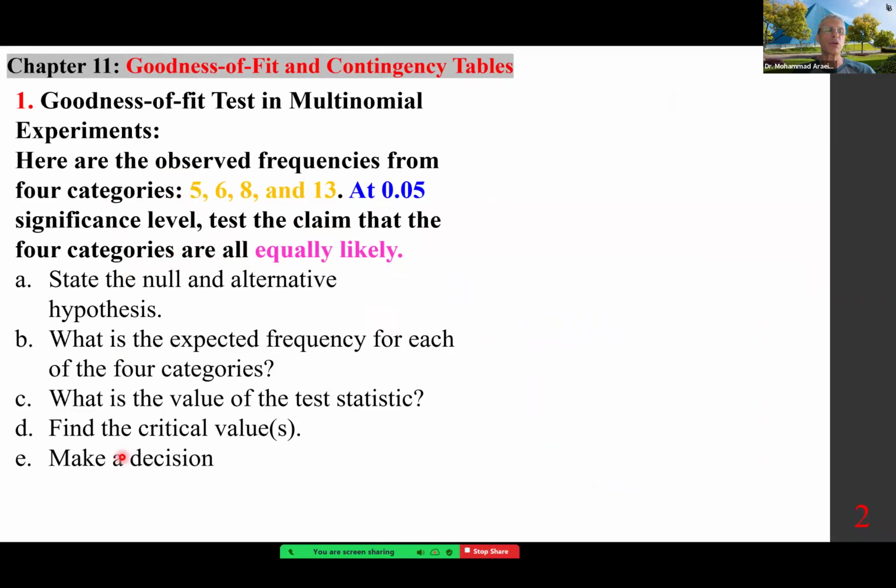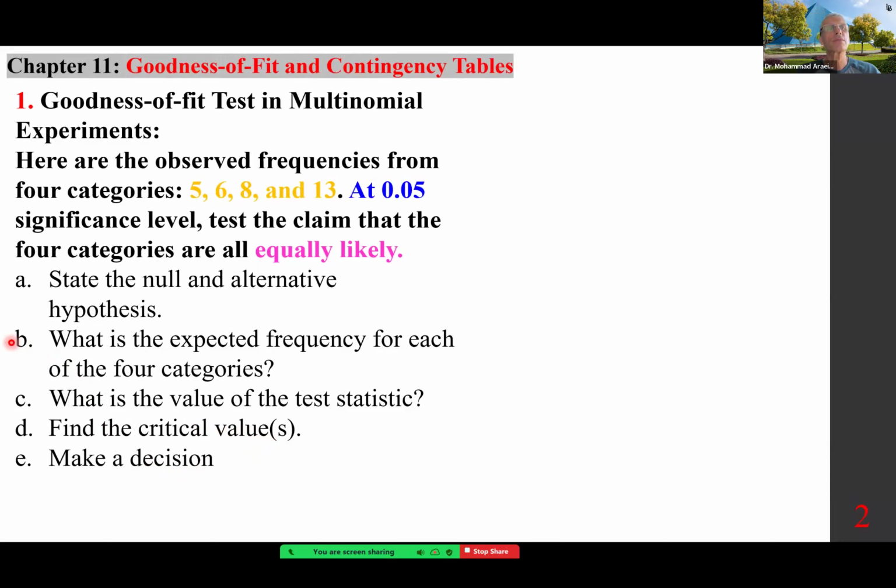And here's the process we go through. State the null and alternative hypotheses. What is the expected frequency for each of the 4 categories? This is something new because we are looking at a new concept. What is the value of the test statistic, as before? Find the critical values, make a decision. Remember, a test of hypothesis has 4 steps, and I am adding this because of the nature of this section.